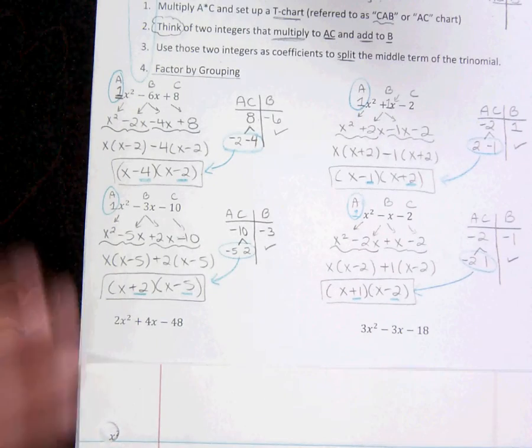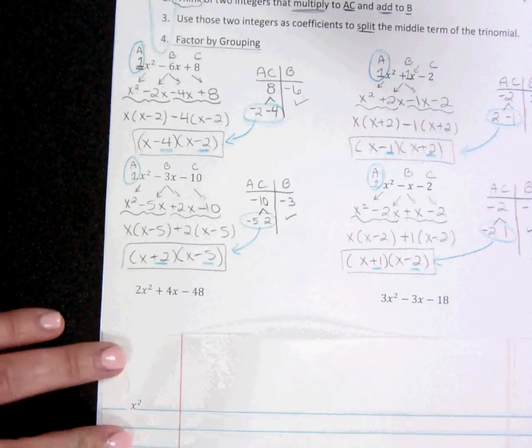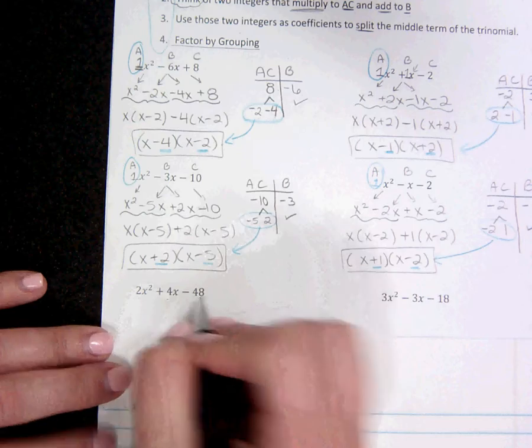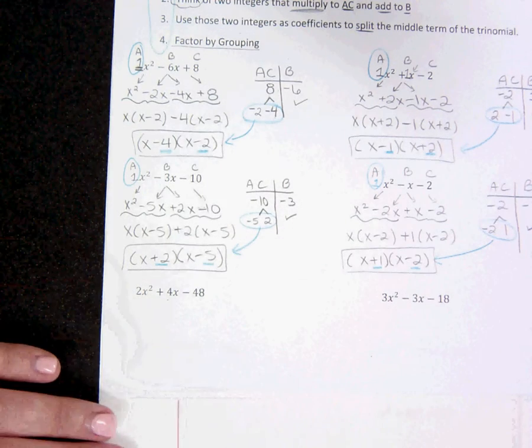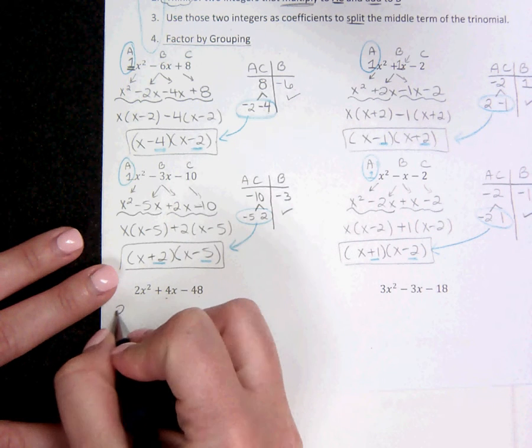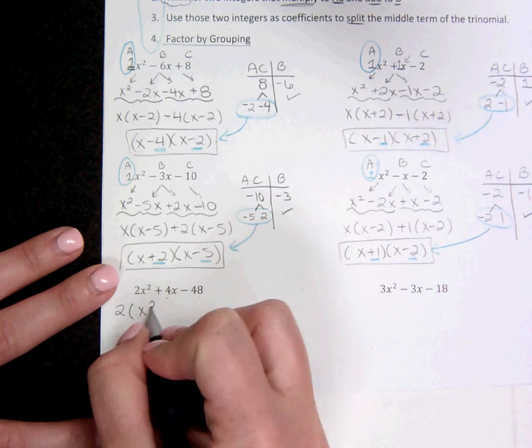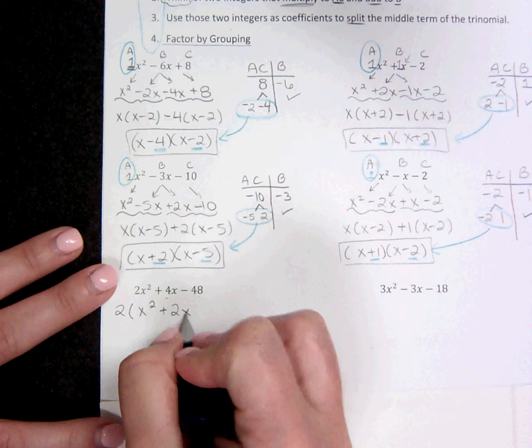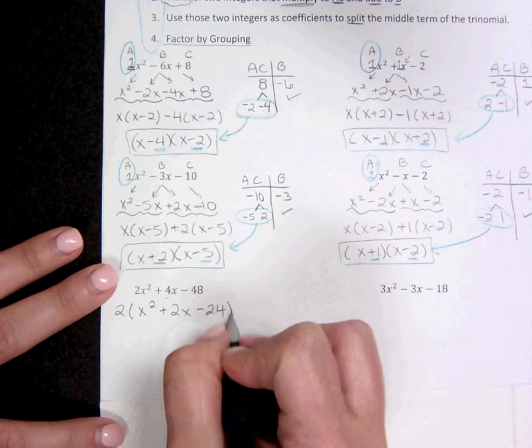Alright, let's keep going. So the next one, I'm going to look for a GCF. I have 2, 4, and 48. Those are all even numbers, so that's one giveaway that there is a GCF. I'm going to take out a 2. It's going to leave me with x squared plus 2x minus 24.